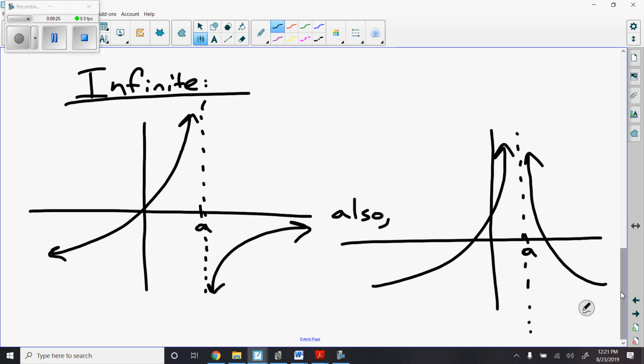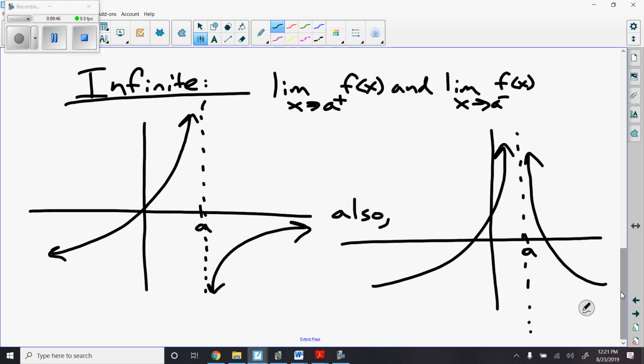For an infinite discontinuity, our right-hand and left-hand limits are going to either be plus or minus infinity. So that's how we can tell the difference between those 3 discontinuities there.